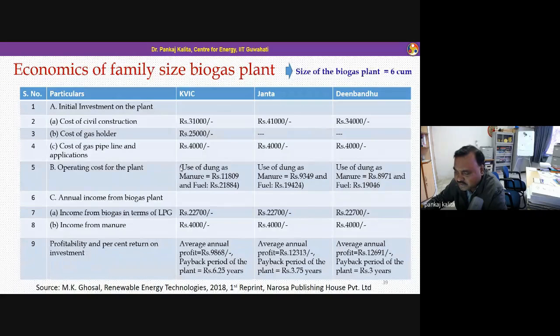If you compare, then what will happen? Profitability and the percent return on investment also you can calculate. So this is the payback period, which is 6.25 years, then 3.75 for Janta, and then 3 years for the mono model. Okay, so that way we can do the entire calculation.